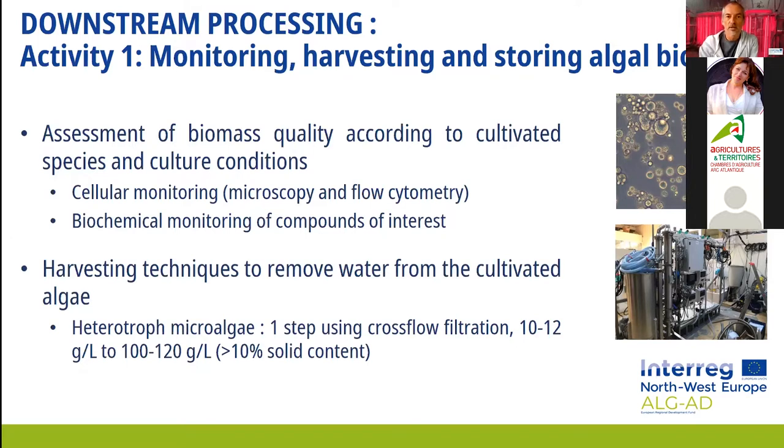So here we use cross-flow filtration with our macroalgae biomass. This system allows us to obtain a biomass at 10% solid matter. In some cases, if needed, you can also combine it with centrifugation to increase the solid matter percentage. One of the advantages of cross-flow filtration is that the water extracted from the macroalgae biomass is clean and sterile, so it can be reused.